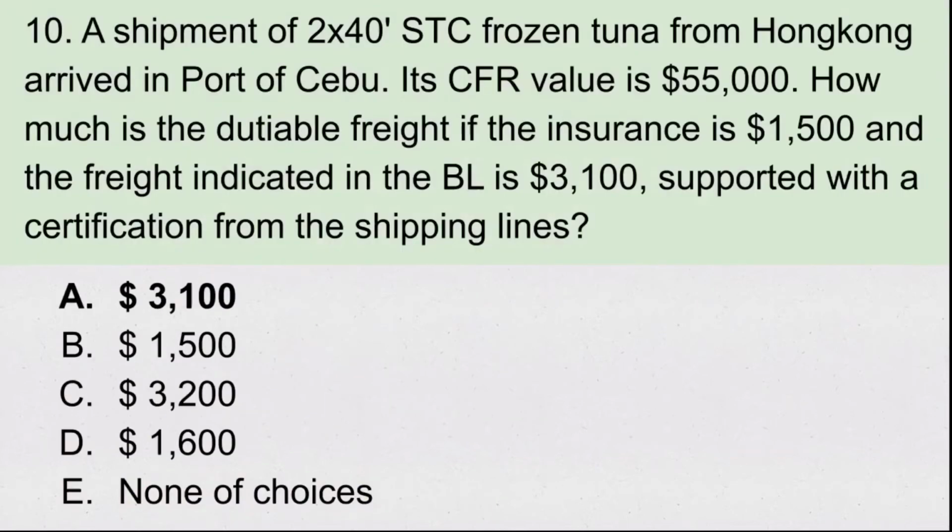Next problem. A shipment of 2x40 STC frozen tuna from Hong Kong arrived at Port of Cebu. Its CFR value is $55,000. How much is the dutiable freight if the insurance is $1,500 and the freight indicated in the bill of lading is $3,100, supported with a certification from the shipping lines? Letter A, $3,100, B, $1,500, C, $3,200, D, $1,600, or E, none of the choices. So, our answer here is letter A, $3,100. So here's the solution on the next slide.